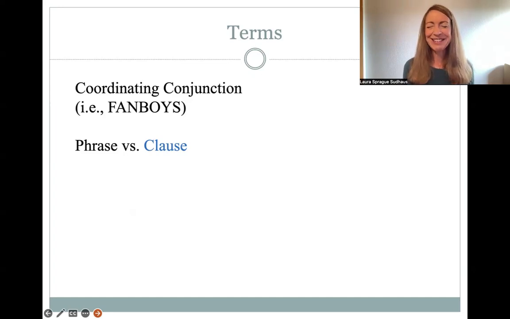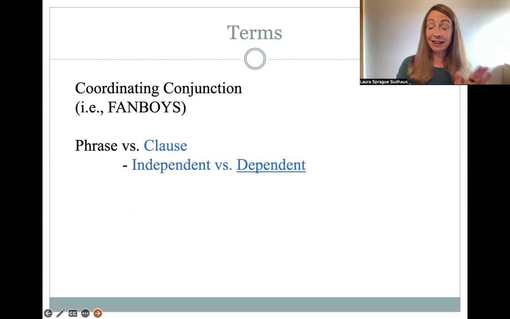A clause has a subject and a verb. And we have 2 different kinds of clauses. Important you know them for the punctuation exercises. A clause could be either an independent clause or a dependent clause. The independent clauses, they are independent. They can stand alone. I am sitting at my desk. That can stand alone. A dependent clause could not stand alone.